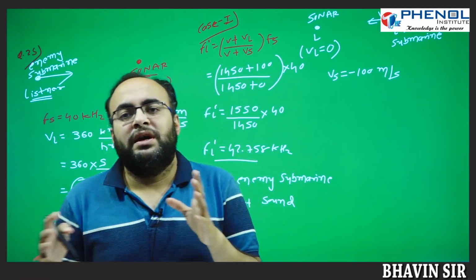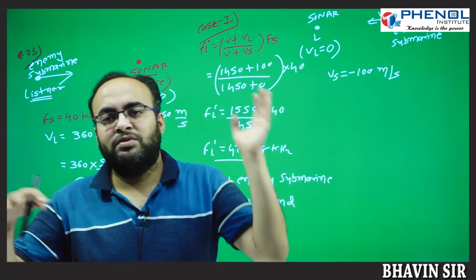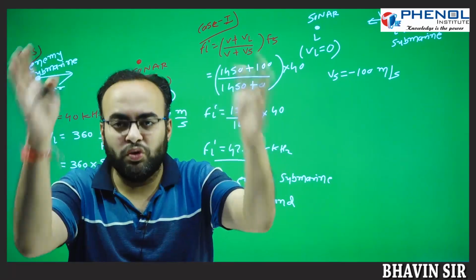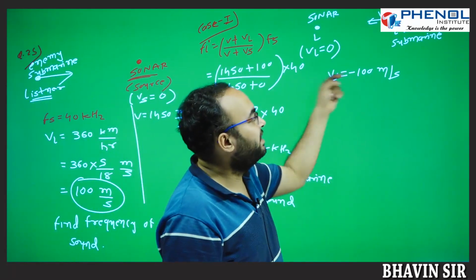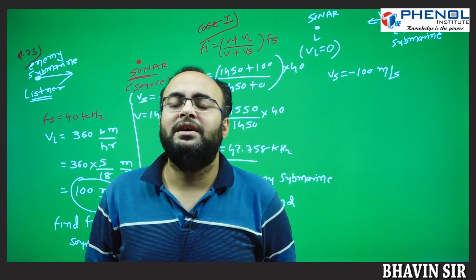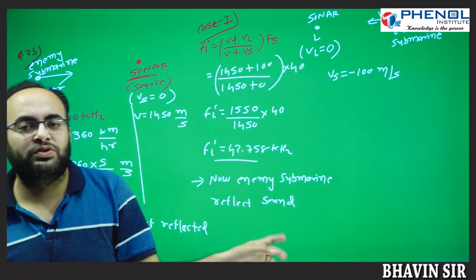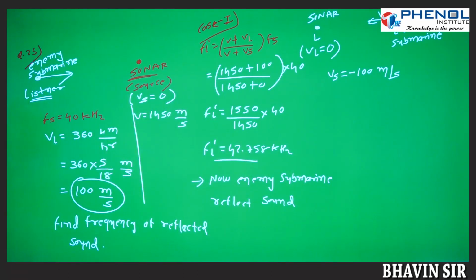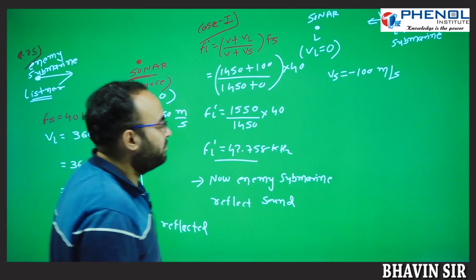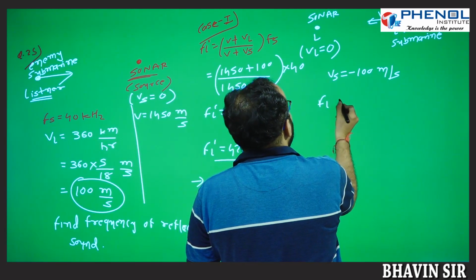But now the enemy submarine reflects the sound, so the enemy submarine becomes the source. And what is the speed? -100. Why -100? Because now it is moving from S to L. Okay, there is no change in the content. Now what is our final answer?